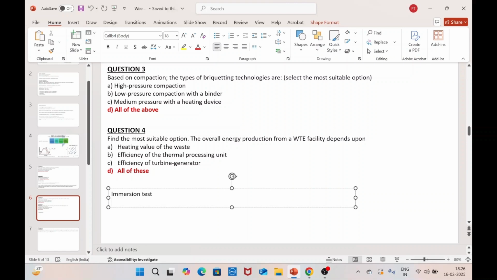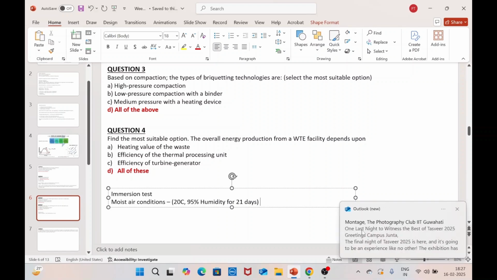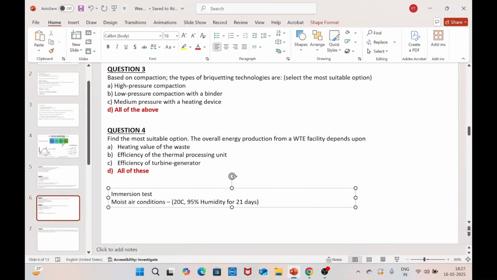There is another test. Instead of water, you can also put it in moist air conditions. The standard condition used for these tests is, if you keep the briquettes at 20 degrees Celsius in air which has 95 percentage moisture, or you can say 95 percentage humid, and if you keep that briquette for 21 days, then depending upon the elongation or the expansion of the briquette, you can determine the amount of moisture the briquettes absorb. So these are the two things related to determining how much moisture the briquettes can absorb.